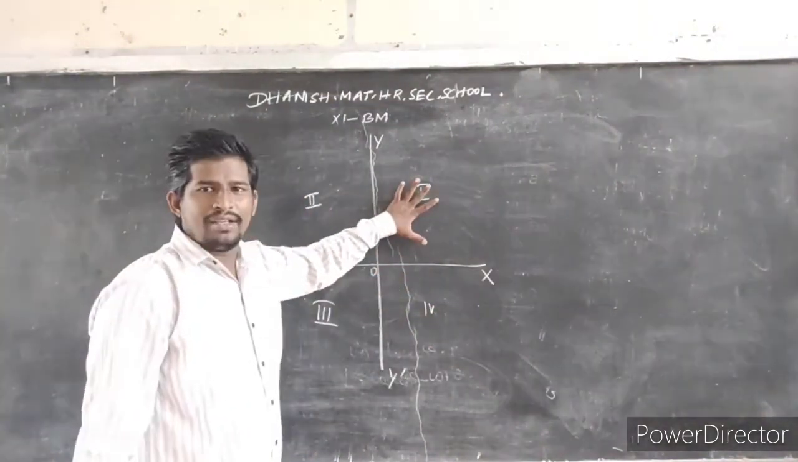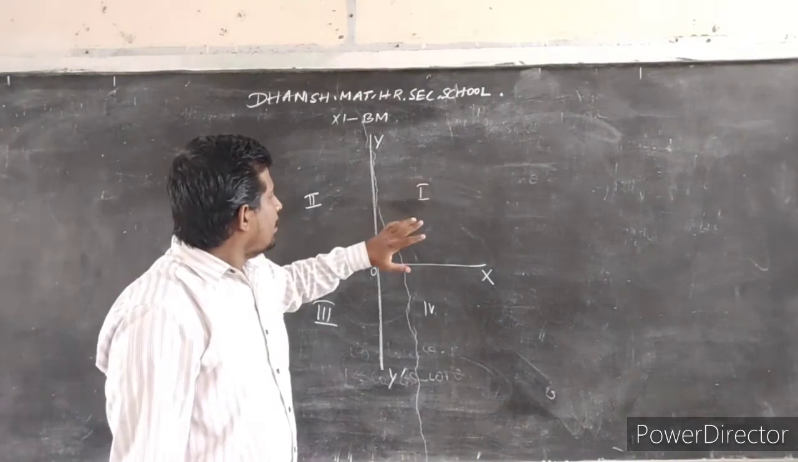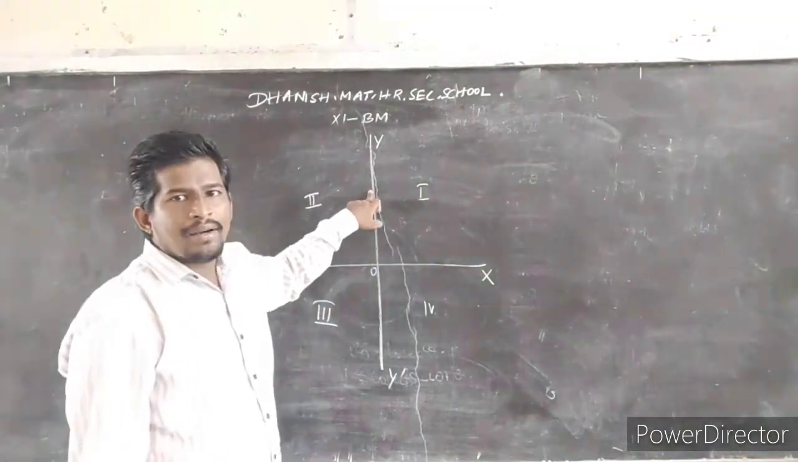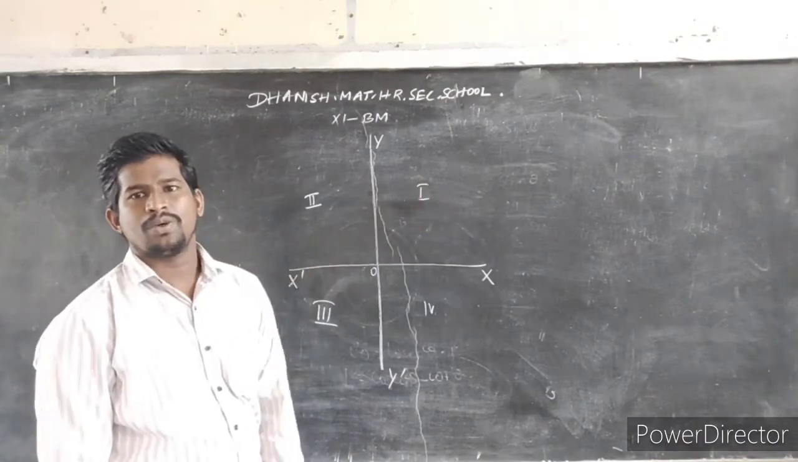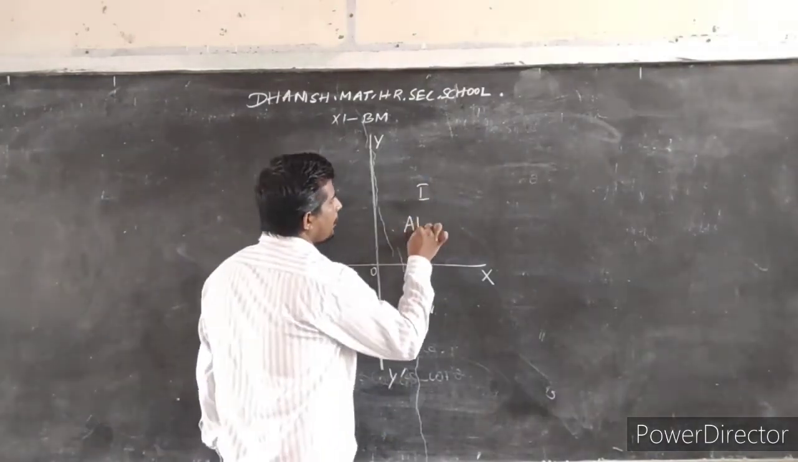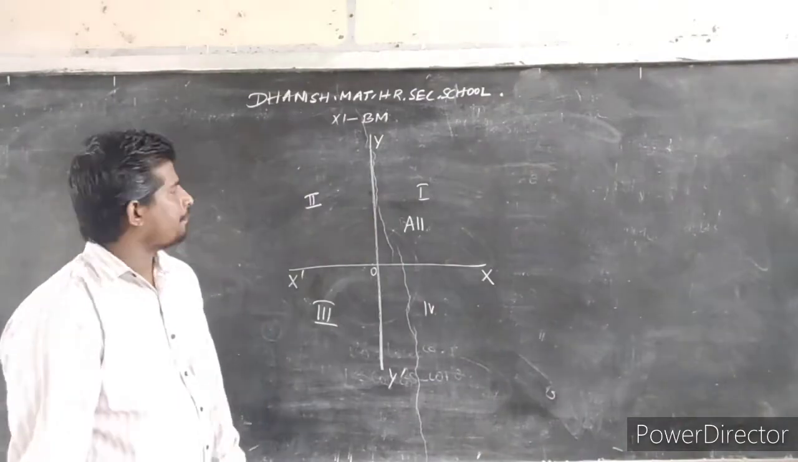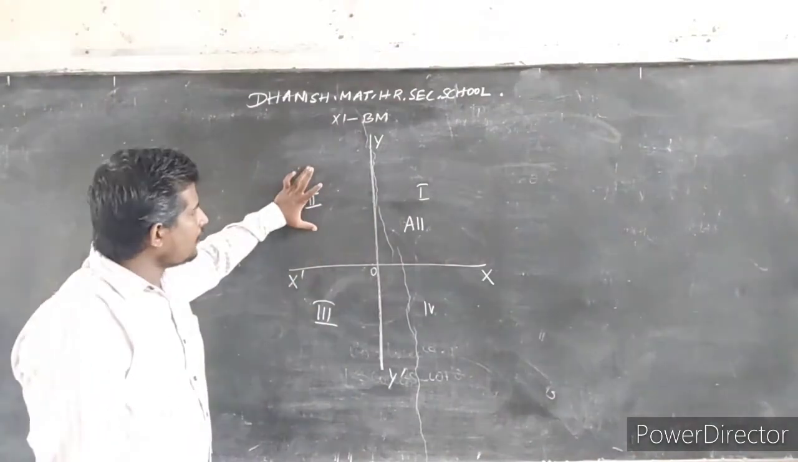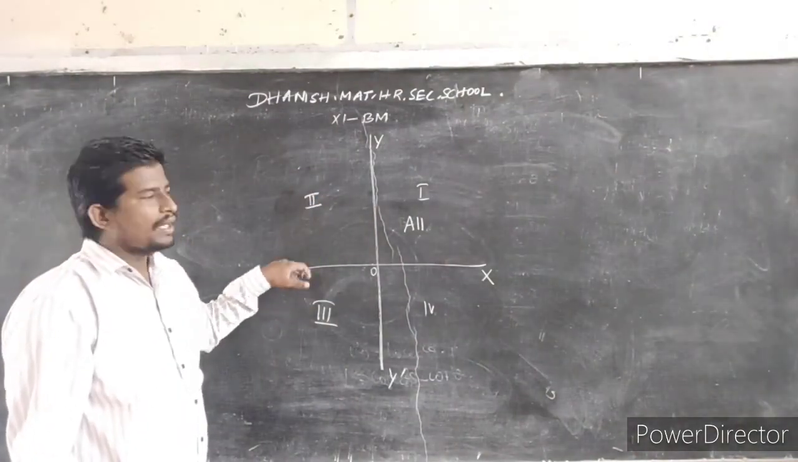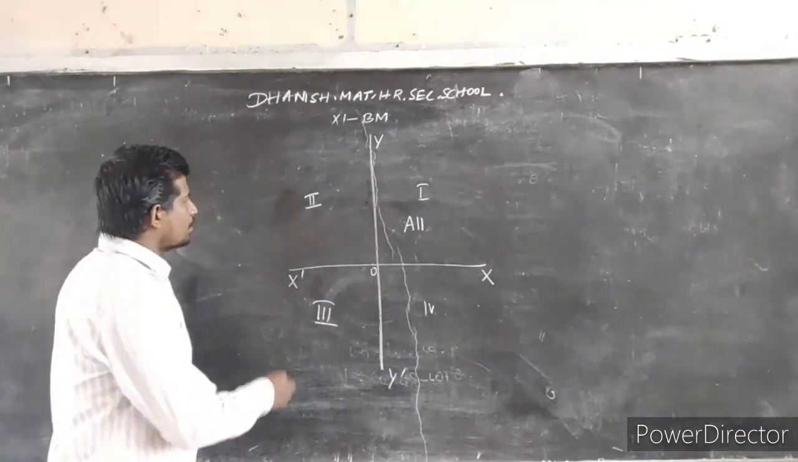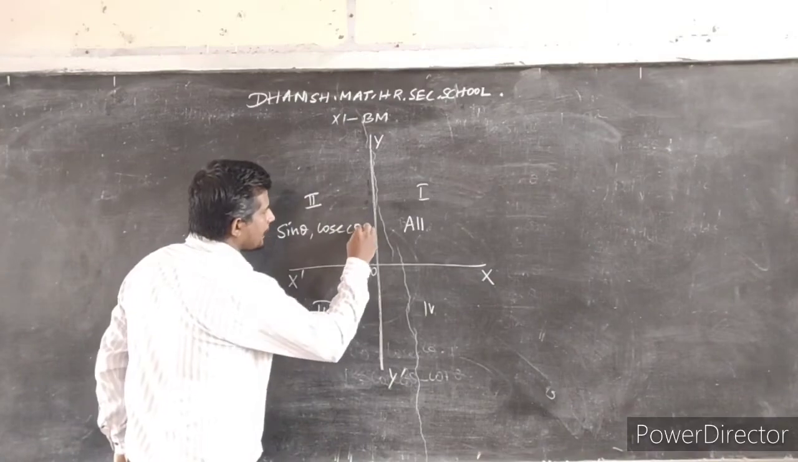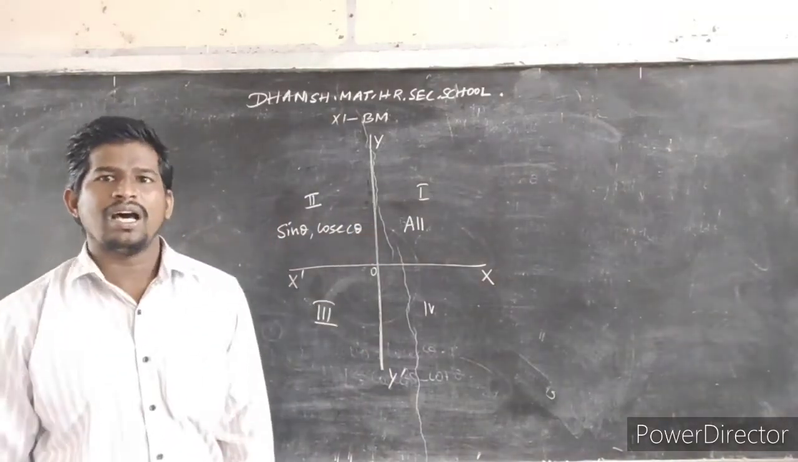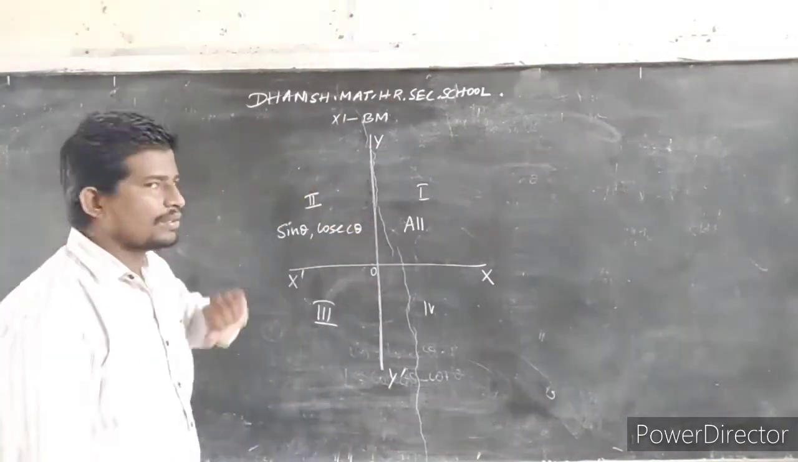In the first quadrant, x and y are positive. So all the ratios are positive in the first quadrant. In the second quadrant, x is negative and y is positive. So sine and cosecant are positive in the second quadrant. The remaining 4 are negative in the second quadrant.